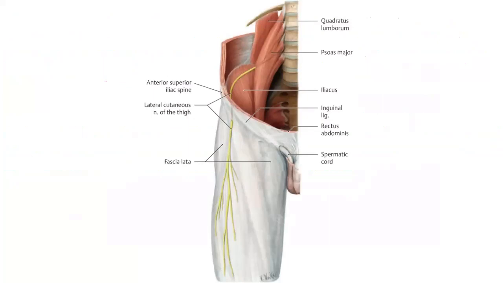This is the lateral cutaneous nerve of the thigh. This is the anterior superior iliac spine, just 1 centimeter, and this is fascia lata. Piercing the fascia lata, it supplies this area.